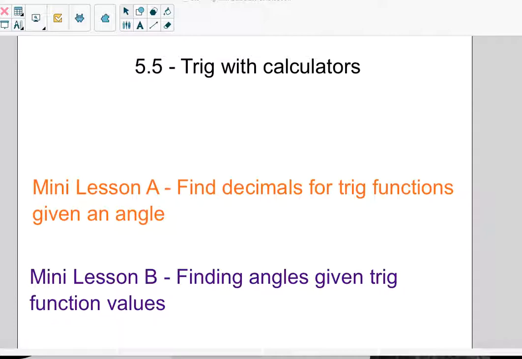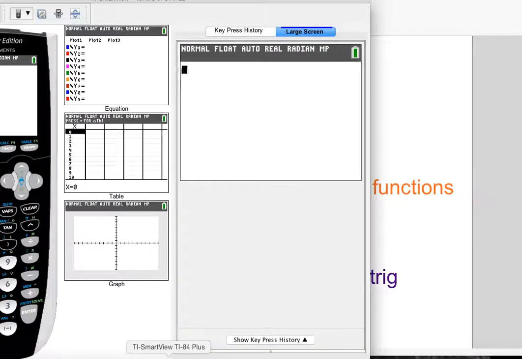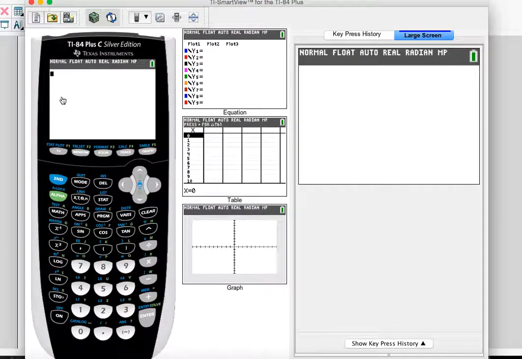There are really four types of problems that you're going to see with the calculator. Two of them are inverses, and the first two are just typing in almost exactly as you see it, depending on the trig ratio. So make sure before you start that you have your graphing calculators out and ready to go.